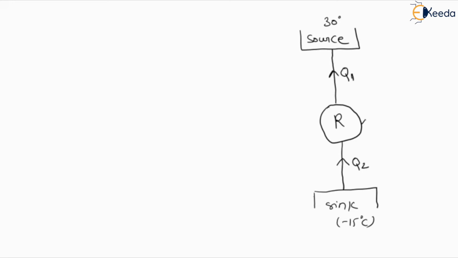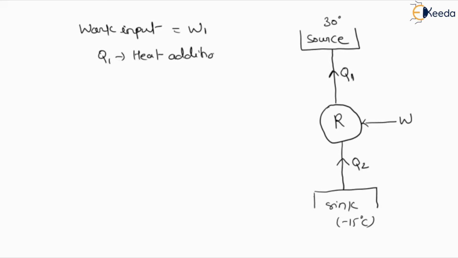and for this process we have to do some work on the system. Here W is considered as the work, and in this condition this work will be work input. So the work input will be W. And here Q1 is the heat addition and Q2 is the heat rejection.